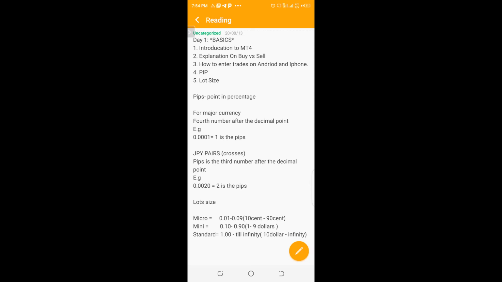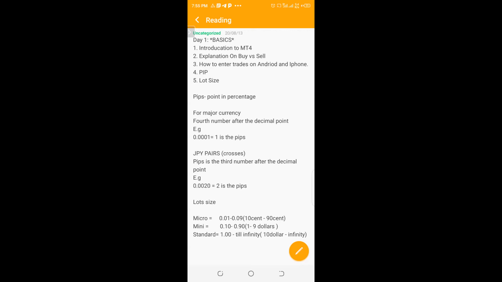All right, then the next lot size that we have is the mini lot size. The mini lot size ranges from 0.10 to 0.90. Now, if you are using a 0.10, it means per movement of the market, each time the exchange rate appreciates by one step, in Forex, we call it a pip.